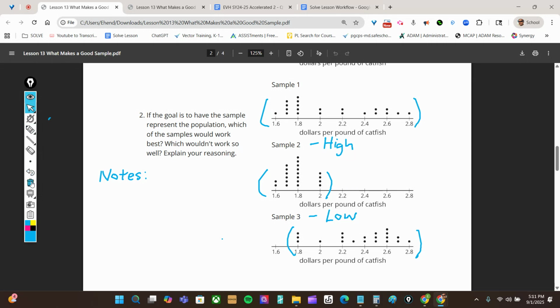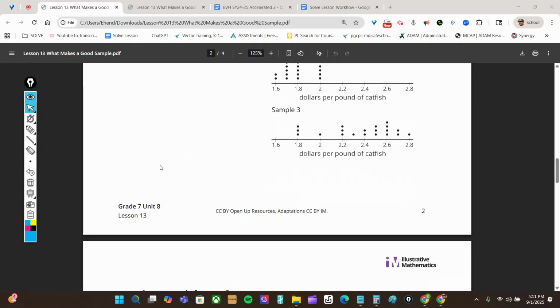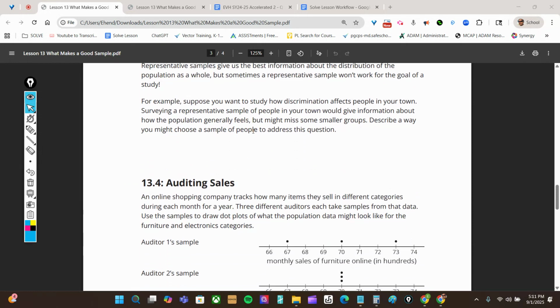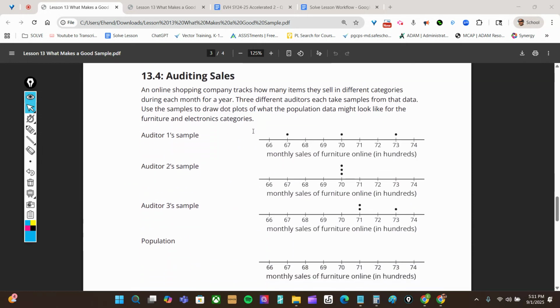All right, let's keep it moving. Let's go on to the next section. When you do a statistical study, go ahead and read that real quick to yourself. Then we're going to do this next section.